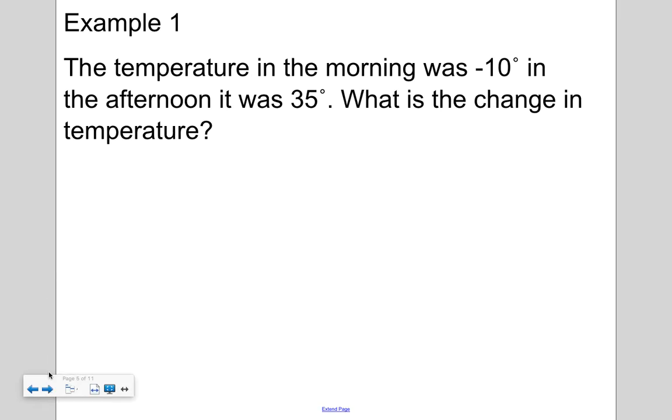Our first example states the temperature in the morning was negative 10 degrees. In the afternoon, it was 35. What was the change in temperature? I can see here that I'm looking for a change, so I know that's automatically going to be subtraction. This is part of where you have to check if your answer makes any sense. I know I'm dealing with negative 10 and positive 35, and with subtraction there are only two subtraction problems that I can use here.